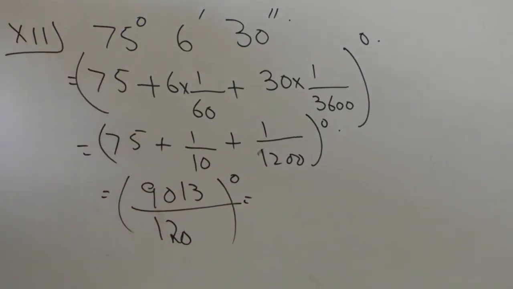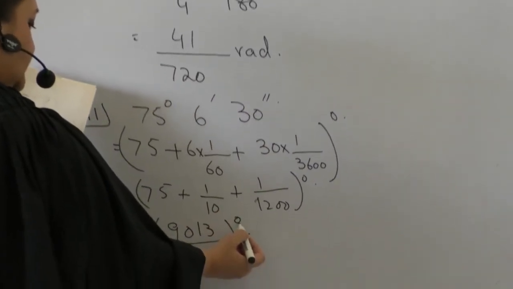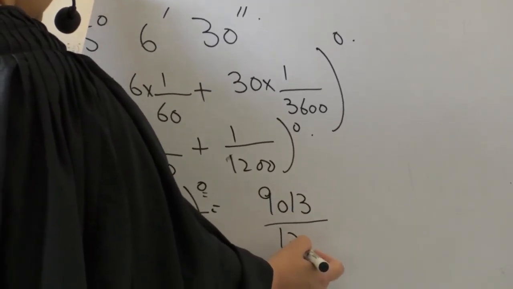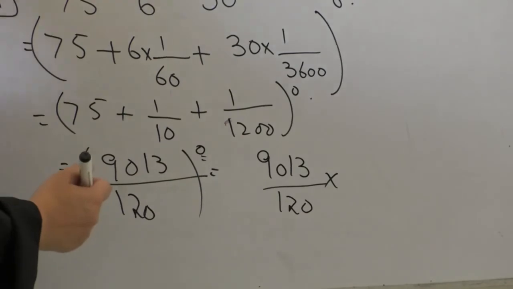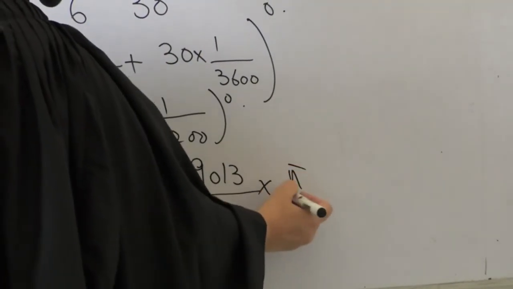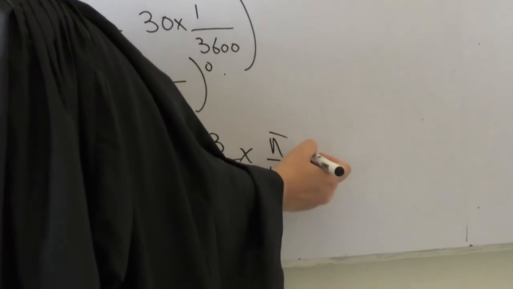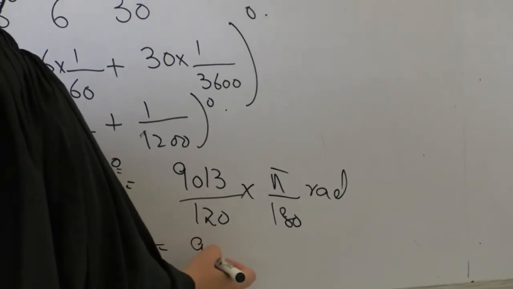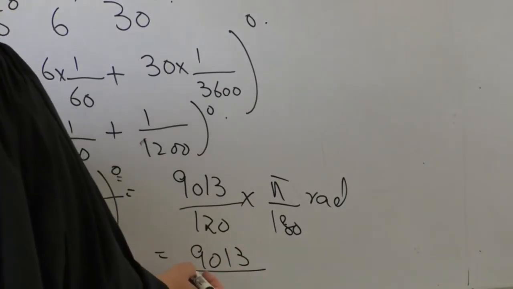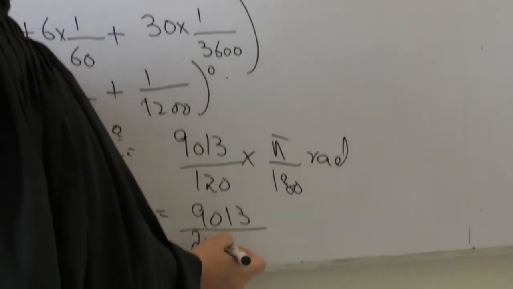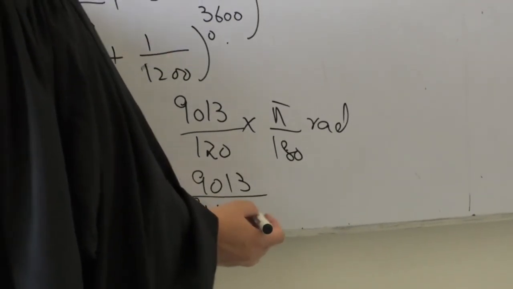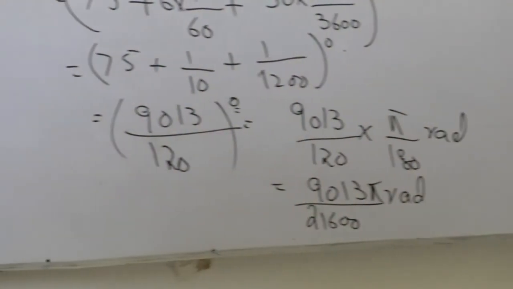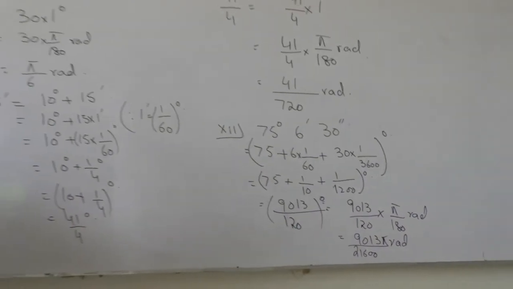Again, we need to convert degree into radian, so this degree becomes 9013 divided by 120 remains as it is. Instead of this degree, we will write down pi by 180 radian and multiply these two. Our answer is 9013 divided by 2160 pi radian. This is question number 1.